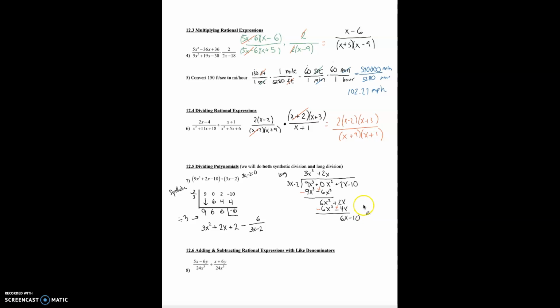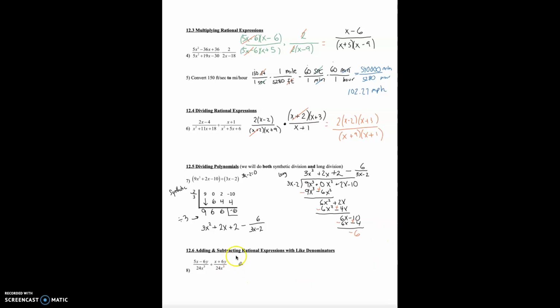How many times does 3x go into 6x? It's going to be positive 2. Take the opposite. And we get negative 6. So that would be our remainder, minus 6 over 3x minus 2. And thankfully, it's the same answer because it's the same problem.